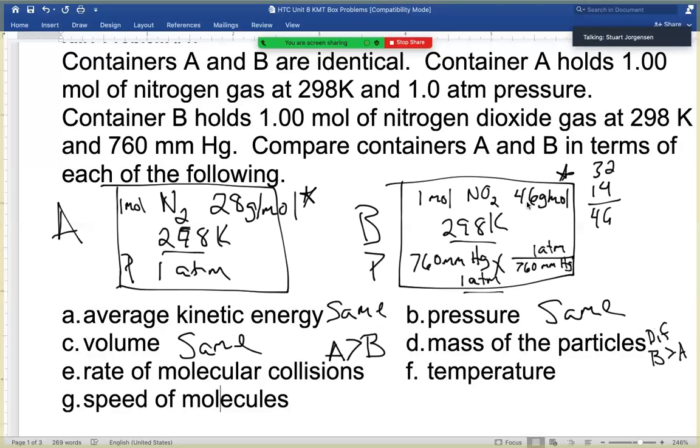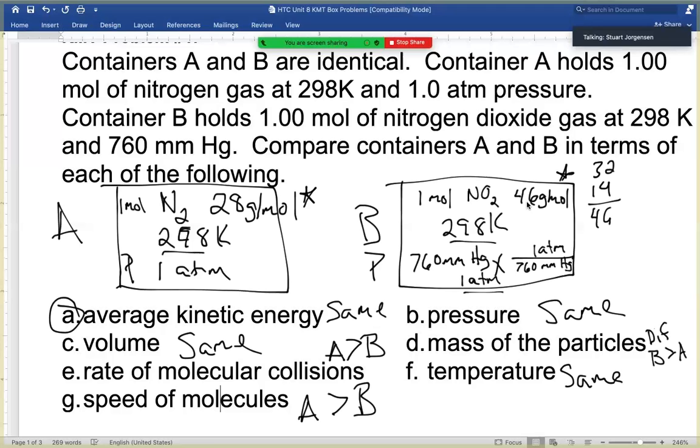So G is kind of similar. I'm going to hop down for just a second. A is moving faster than B. It's an inverse relationship. The lighter the particles, the faster they will be going at the same temperature. Temperature, we said already to be the same because it is the same as our measure on A. Cool. Ooh, there's a lot to think about when it comes to these boxes.